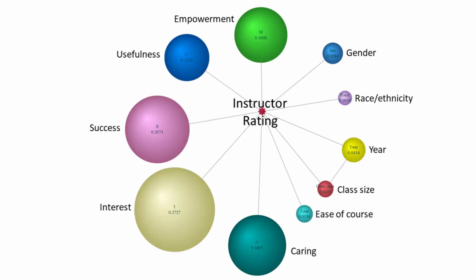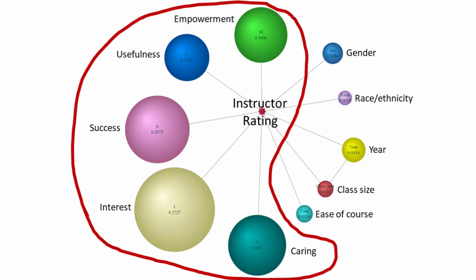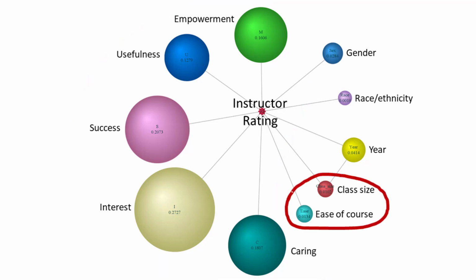Another way to examine these data is through bubble charts. The size of the bubbles shows how much of an effect each variable has on instructor rating. So the larger the bubble, the more the variable predicts instructor rating. As you can see, the biggest predictors are the MUSIC components, which means that the motivational climate really affects instructor ratings. You'll also notice the ease of course and class size are not very associated with instructor rating because their bubbles are very small.